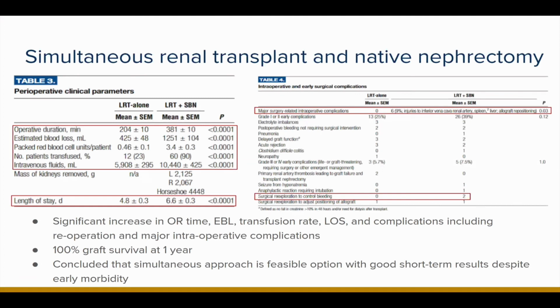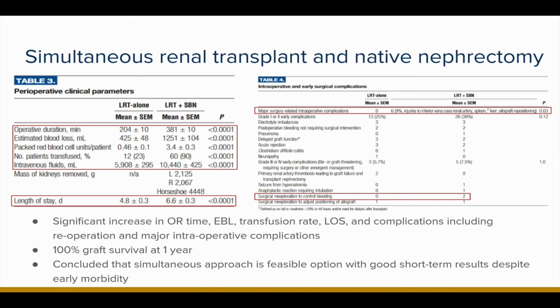Looking at their operative details, we can see that there is quite a significantly increased morbidity related with the combined approach. Their operative duration was significantly longer. Estimated blood loss was quite a bit larger, up to 3 times the amount, with 1.2 liters being the mean. And this was related to the fact that patients also required a higher transfusion of packed red blood cells in 90% of patients that underwent a simultaneous approach, compared to 23% who underwent living renal transplant alone.